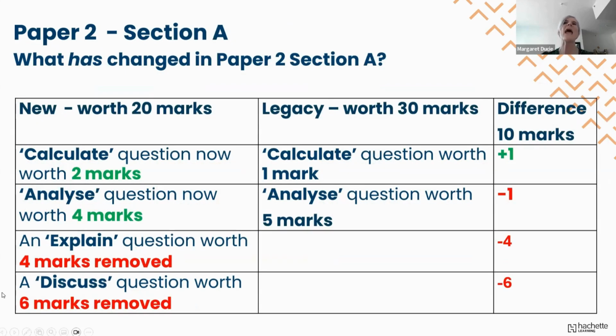So if we look at section A, this is what's changed. So currently calculation marks are worth only 1 mark. So they're now going to be worth 2 marks. The analysed question is only going to be worth 4 marks. Currently it's worth 5 marks. And they have removed 1 4-mark explain question and 1 6-mark discuss question. So overall, that reduces the total marks for section A. So the compulsory structured question is 10 marks less than the legacy paper.